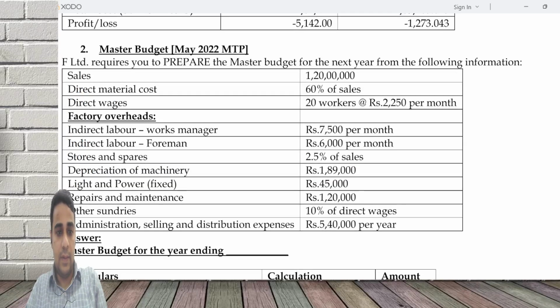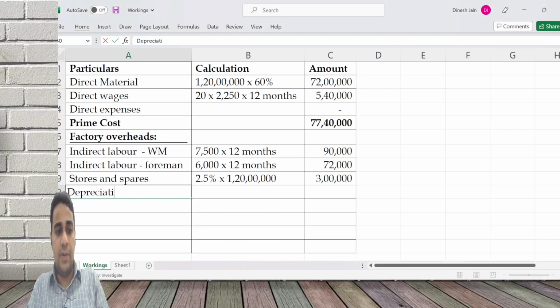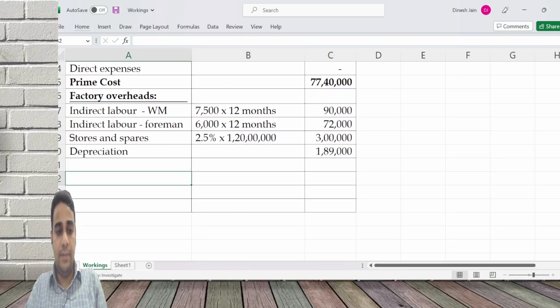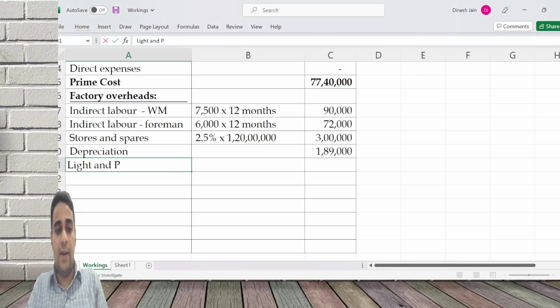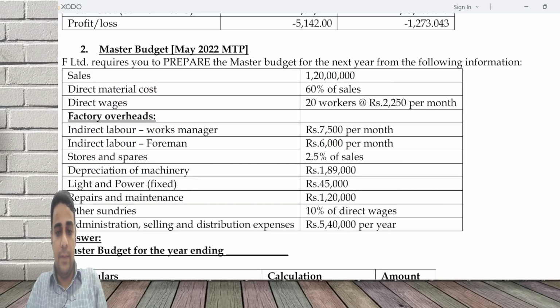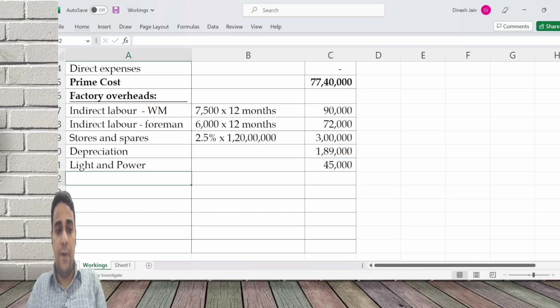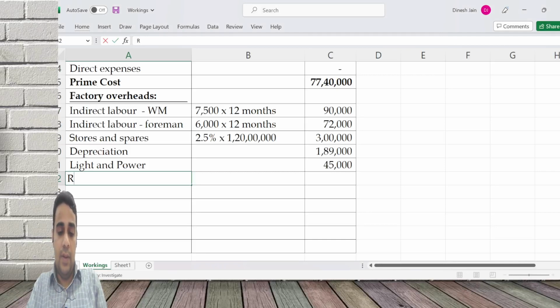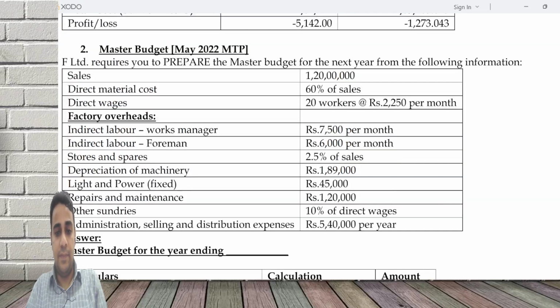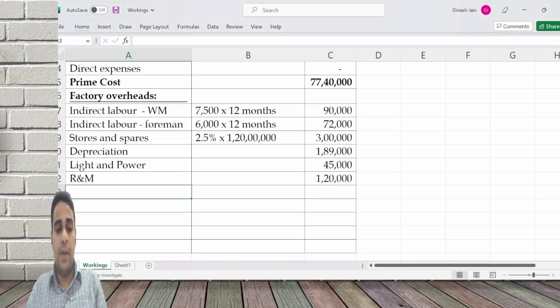Lakh. Depreciation, 1,89,000. Light and power, I assume it's related to factory, 45,000. Repairs and maintenance, 1,20,000.